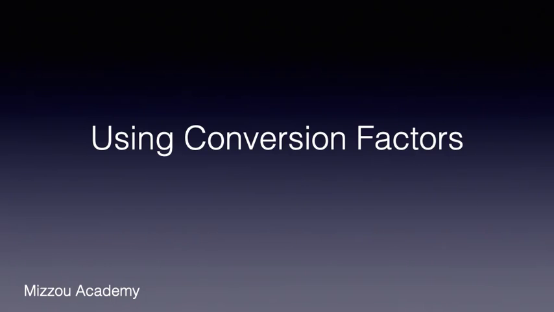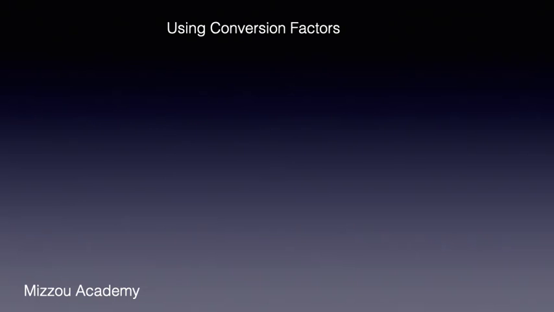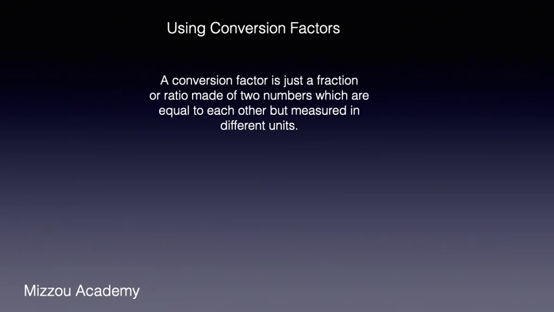Hello everybody. In this video we're going to be looking at how you can use conversion factors and the factor label method to make conversions. You might recall from the first video that a conversion factor is just a ratio or a fraction made of two measurements which are equal to each other but expressed in different units. These numbers, when written as a fraction, are always equal to 1. Now let's look at how we can use those conversion factors to solve a problem.